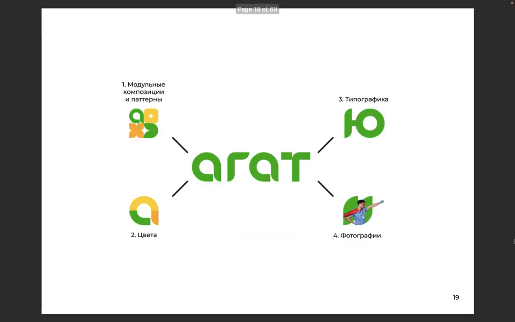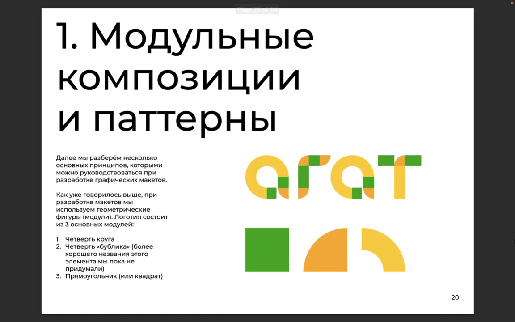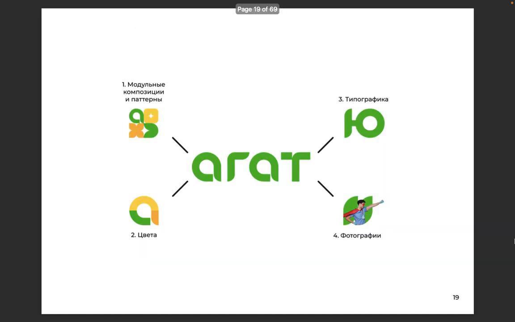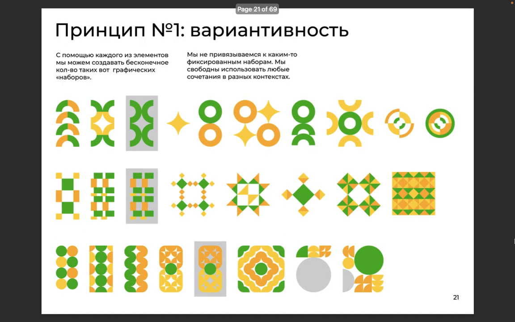So I show that our design system is consisting of four main parts: modular compositions and patterns, colors, typography, and photography, right? And I show how to use all that for components, right? And I show it through principles.